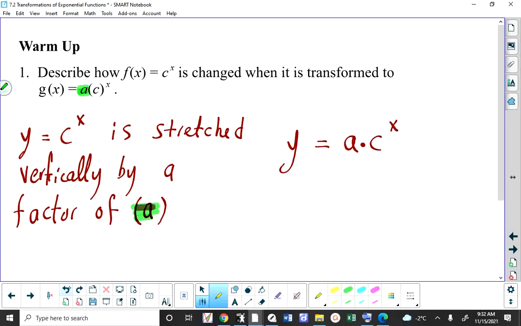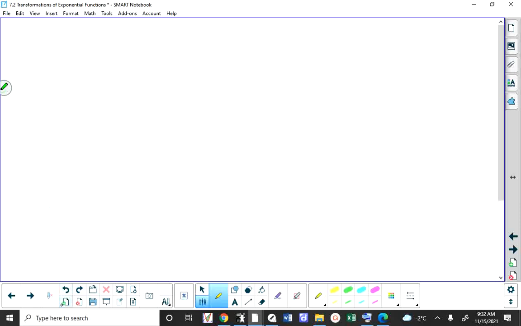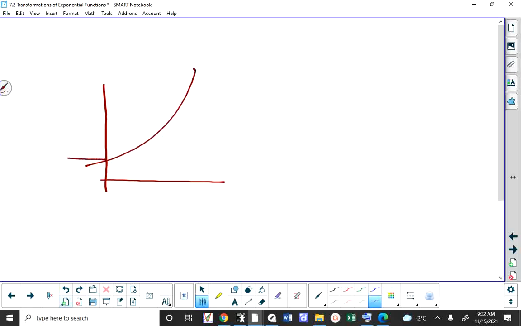Because don't forget, and I'm not going to do this in this detail with every part of the warm-up, but when you look at y equals c to the x, this is of course where c is greater than 1 because it's an increasing function. The y-intercept of that function is 1.